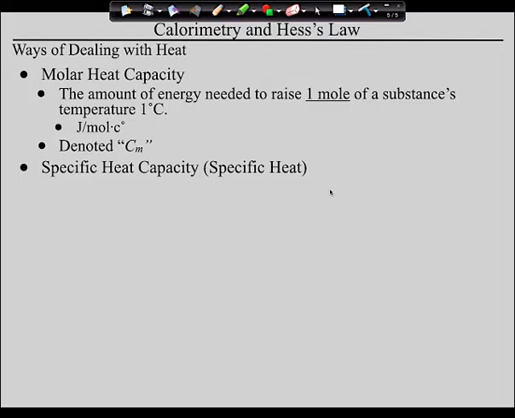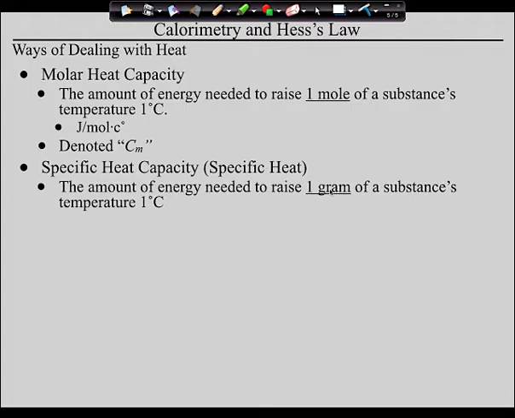If you've taken physics, my suspicion is that this is the one that you are familiar with via physics. So guys, let me again lay the definition on you, and I think this is going to sound even more familiar. It's the amount of energy needed to raise 1 gram of a substance's temperature 1 degree Celsius. Sounding a little more familiar? So again, guys, the amount of energy needed to raise 1 gram of a substance's temperature 1 degree Celsius.